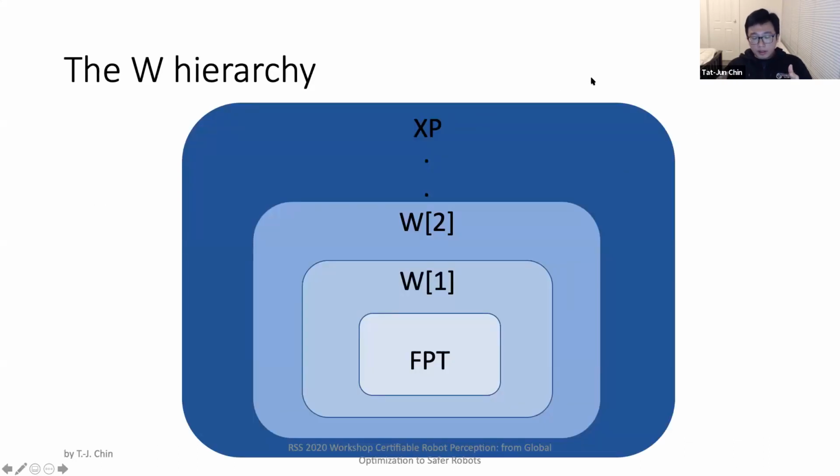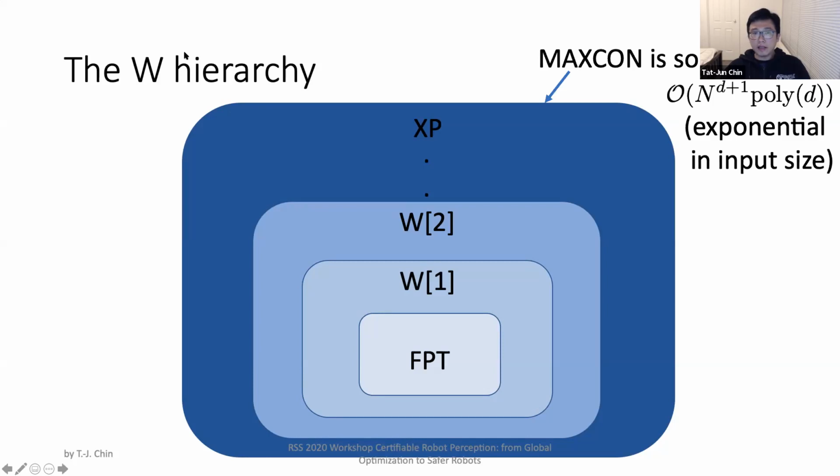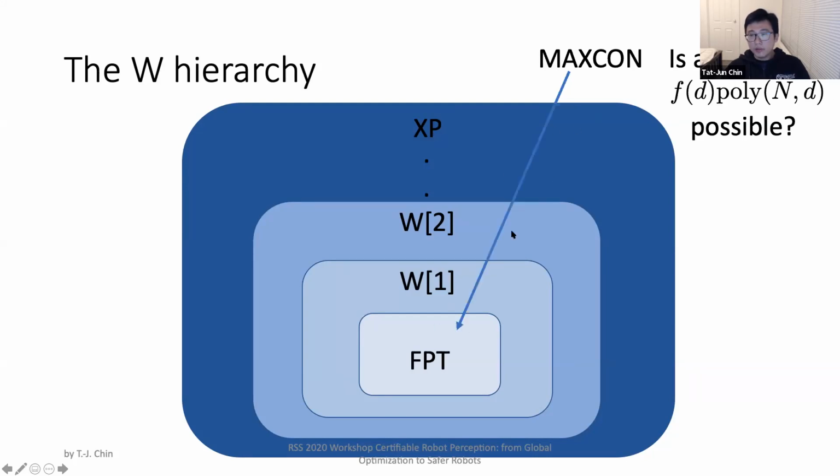What we're trying to do here is to push further than that. Can we do better than exponent in d? If it's already in class slice-wise polynomial, we want to ask the question: can we remove the dimension from the exponent and put it in front in an arbitrary function f? If that's possible, we would say that MaxCon is in the class fixed parameter tractable.